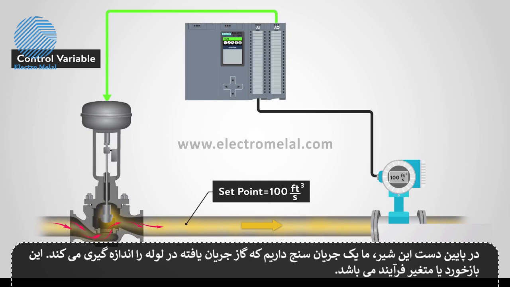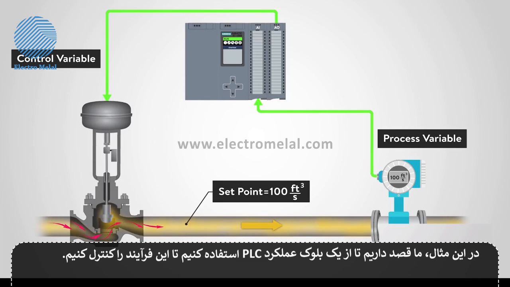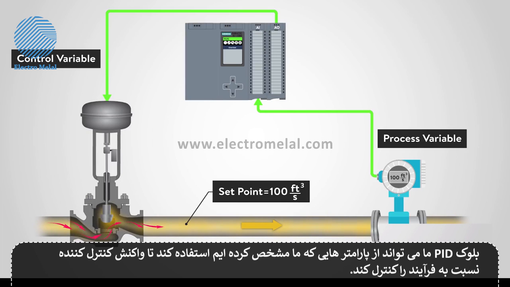Downstream of this modulating valve, we have a flow meter that will measure the gas flowing through the pipe. This is our feedback, or our process variable. In this example, we are going to use a PLC function block in order to control this process. Our PID block will be able to use the parameters we specify to determine the controller's reaction to our process.